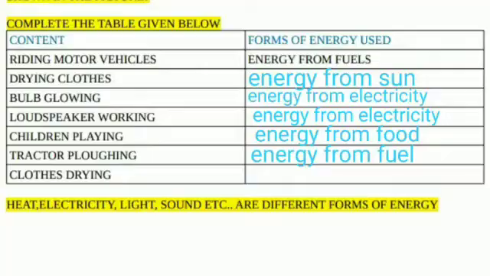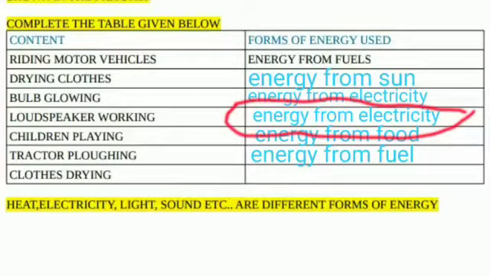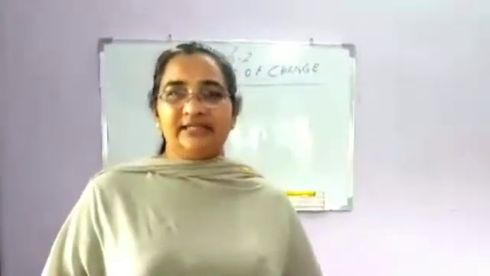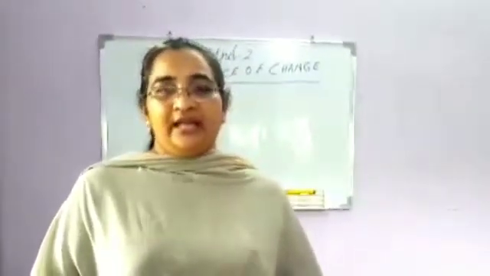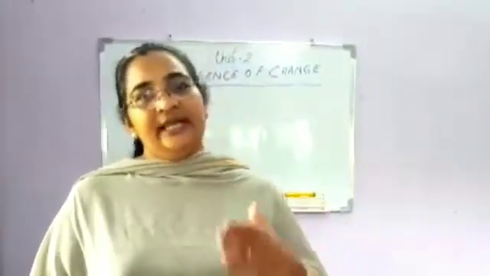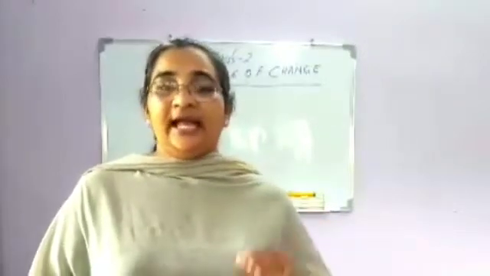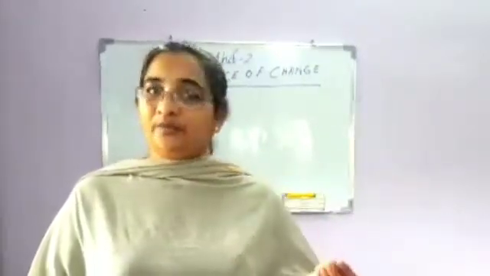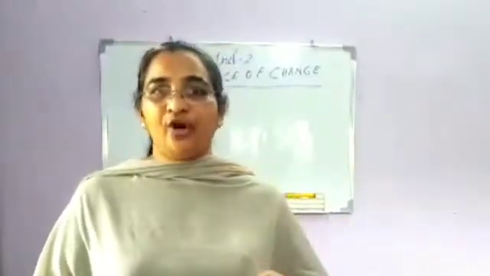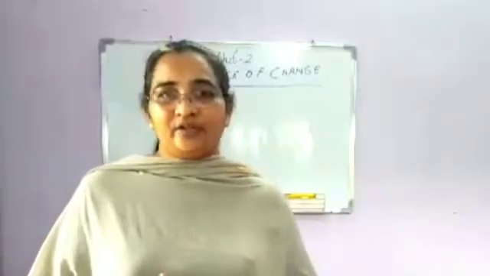A bulb is glowing. What energy do we use for the bulb to glow? Electricity. The loudspeaker is working. I told you what a loudspeaker is. What energy do we use for the loudspeaker to work? We use electrical energy. Some of you have made a mistake there. You have written sound energy. Actually, sound energy is not used for the loudspeaker to work. Instead, electrical energy or a battery is used. And the loudspeaker, using the electricity, produces sound. So sound is not used by the loudspeaker to work. Instead, electrical energy or energy from a battery or cell is used.